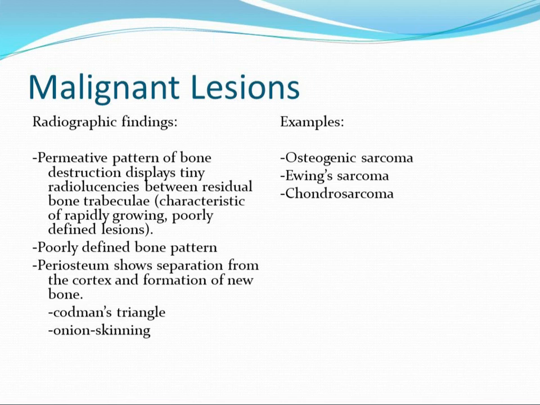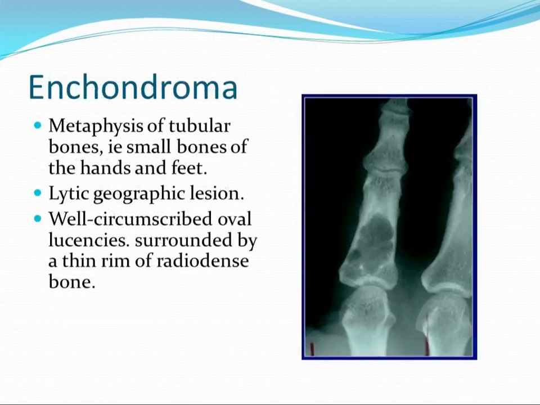Already I told you. And the periosteum shows separation from the cortex. There, periosteal thickening is seen, which is attached to the parent cortex only. But here, the periosteum will be separated and there is formation of new bone. For example, in osteosarcoma, the Codman triangle, and onion skin layering in Ewing sarcoma. So now you must be very clear about benign tumors and malignant tumors, how to differentiate in X-ray. Examples are osteogenic sarcoma, Ewing sarcoma, chondrosarcoma, all those things.